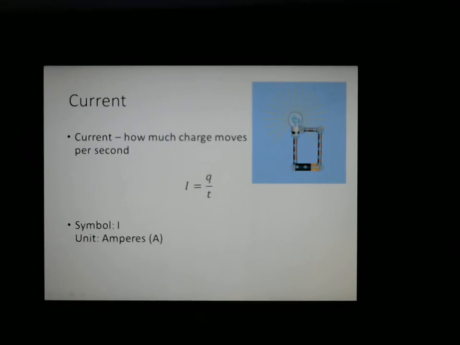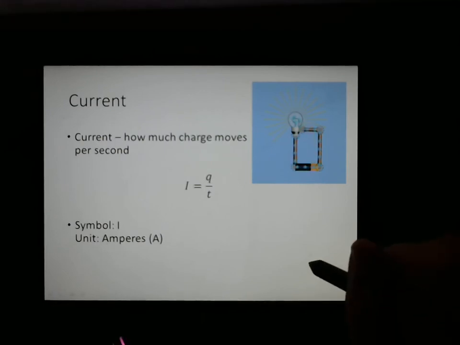An electric stove in your house, if you have an electric one, not a gas one, that's about 15 amps. So again, some things at home use a lot, but most things don't. Let's have a look at a couple of examples.